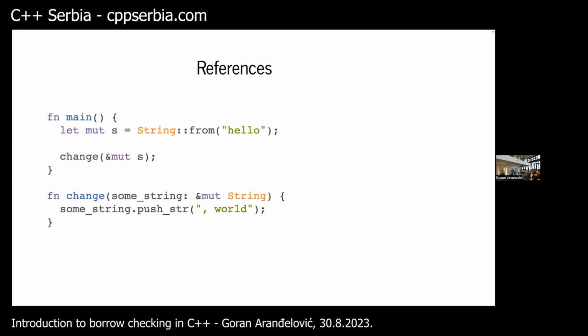So this is pretty much straightforward. Of course, if we want to modify a value that is passed to a function, we have to use, like in C++, a mutable reference. Here we use a mutable reference, and we are able to modify the original string with some other function. And so far, this pretty much looks like a one-on-one mapping with what we can do in C++.